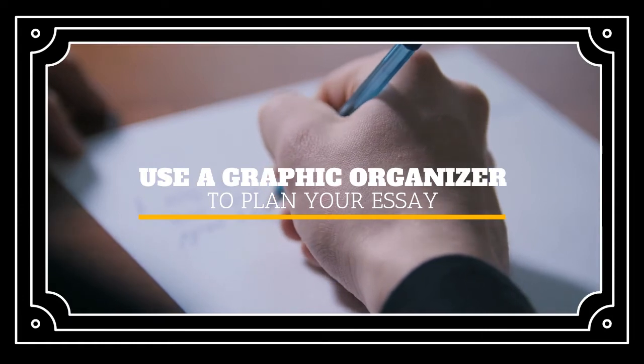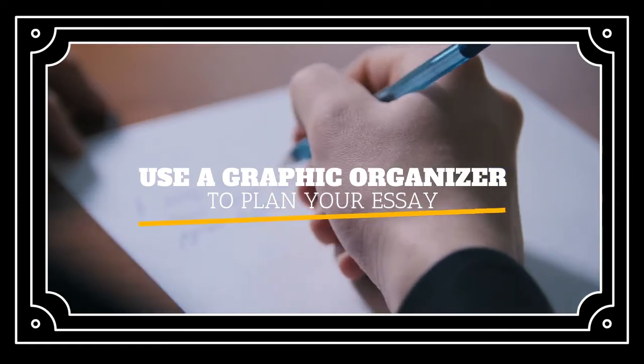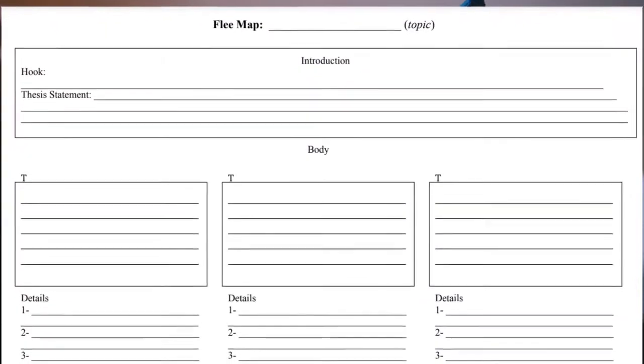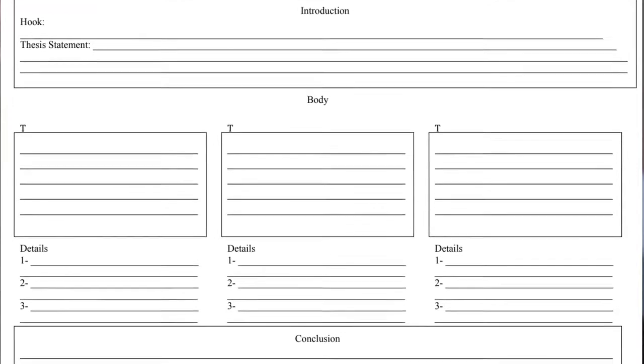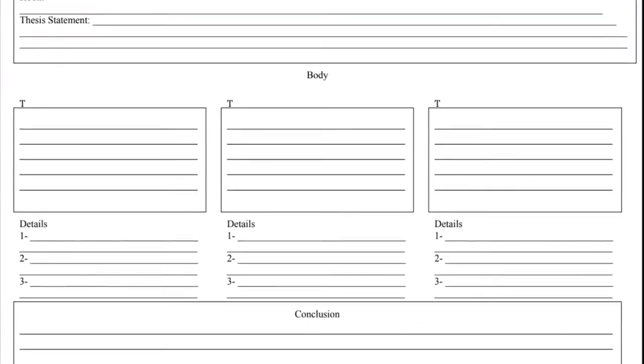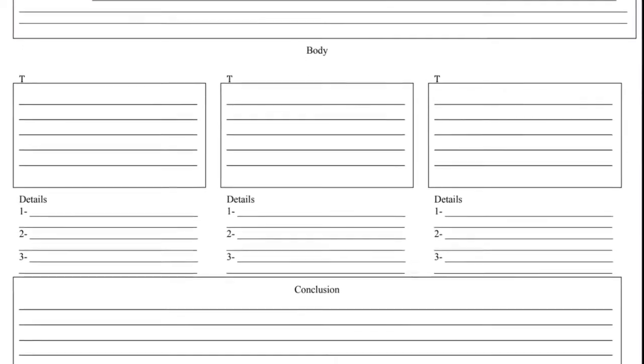A great graphic organizer to use when planning your argumentative essay is called a flea map. It's a cross between a flow map and a tree map. At the top, you plan your introduction, in the center, your three body paragraphs, and at the bottom, your conclusion.